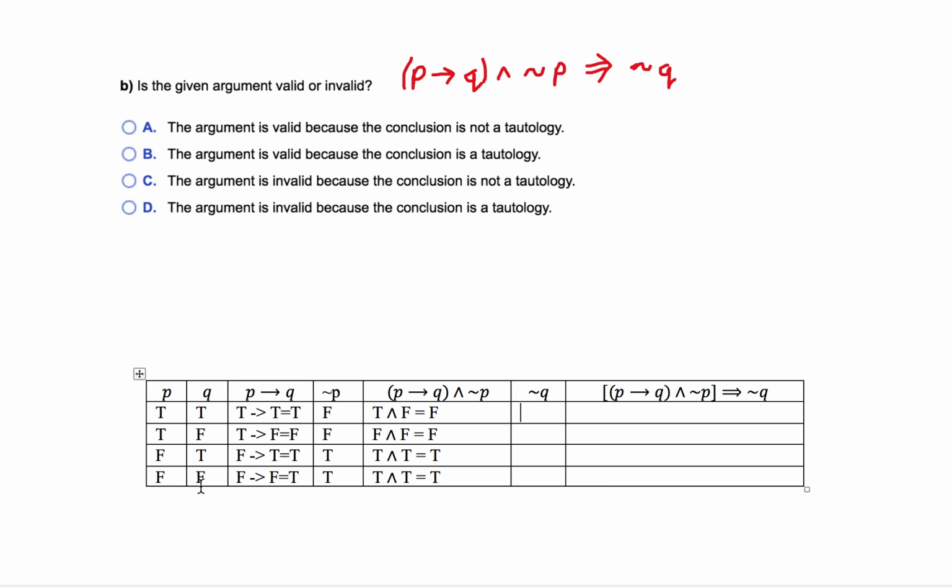All right, let's do the negation of Q. So that is the opposite of these. So we'll have false, true, false, true. And now let's put them together. So we're going to rewrite the left-hand side answers, which would be the answers to these four. False, false, true, true. We'll put our arrow. And then we're going to put our answers for the negation of Q. So false, true, false, true.